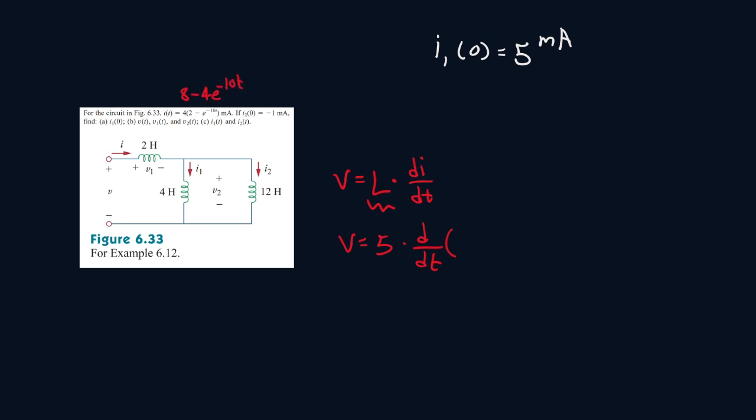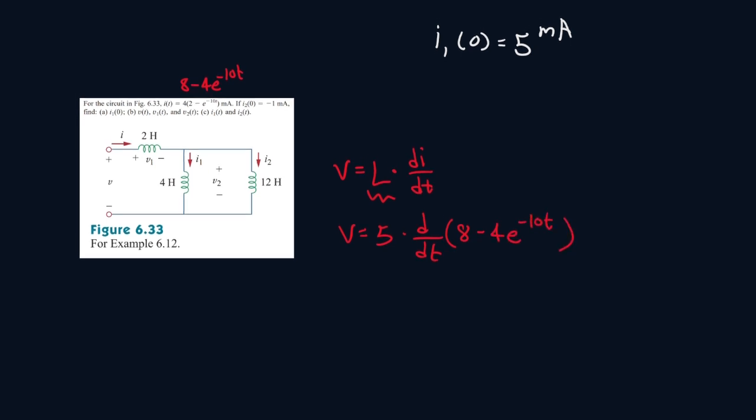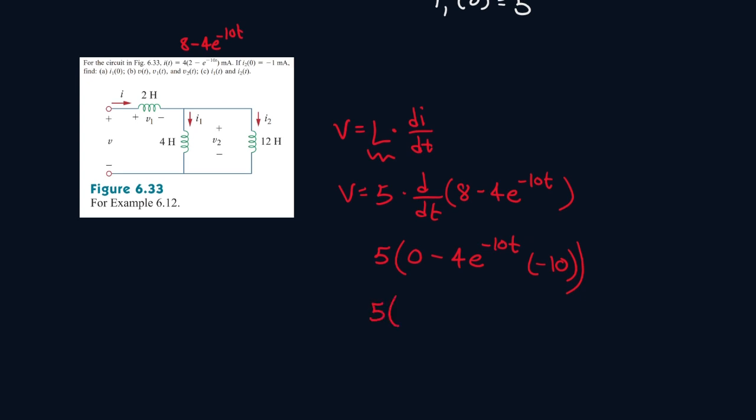Much better. So it'll be 8 minus 4e^(-10t). Okay, so differentiating it, we find the derivative of this. It will be 0 minus 4e^(-10t) times minus 10. So minus 10 times minus 4, that's 40e^(-10t). Now 5 times 40, that's 200e^(-10t). Okay, so that's what the formula for Vt will be.